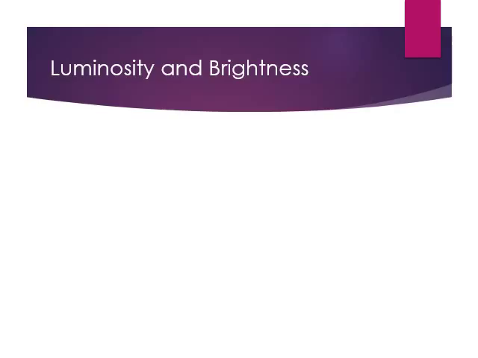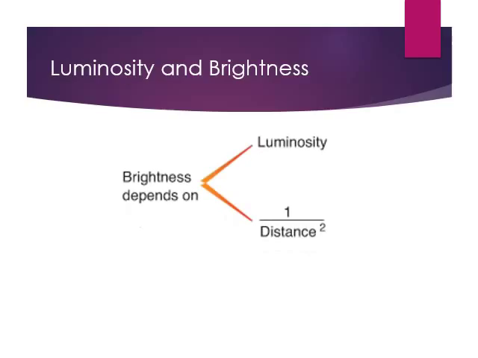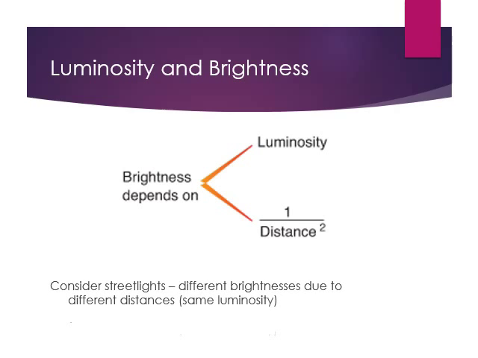Let's have a look in more detail at luminosity and brightness. Here's our old friend, the inverse square law. Brightness depends upon two things, luminosity and 1 over the distance squared from the star. Consider streetlights. They look different in brightness due to the different distances. So next time you're out walking down the street in the dark, look at more distant streetlights as opposed to the ones closer to you. Their luminosity is exactly the same. However, their brightnesses will be different because of how far away you are from them.